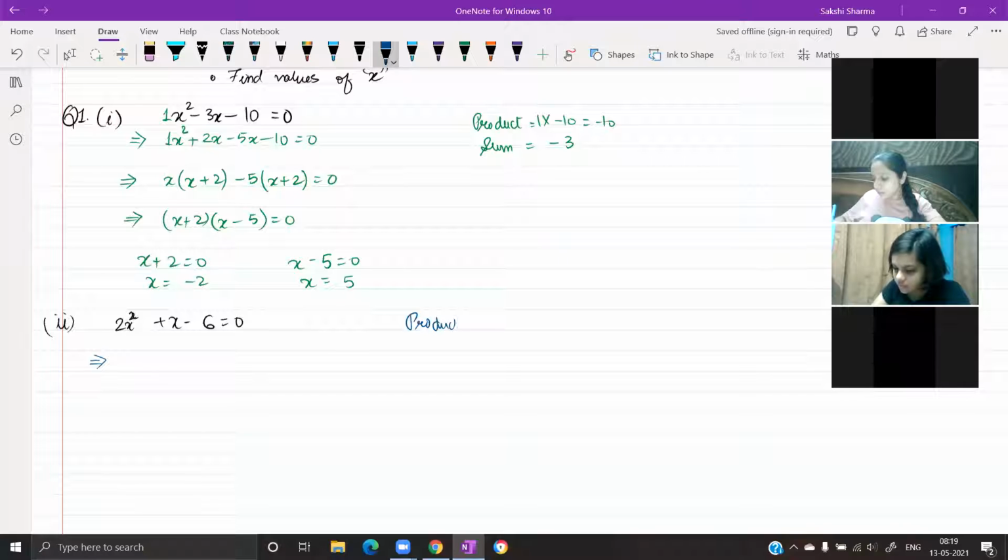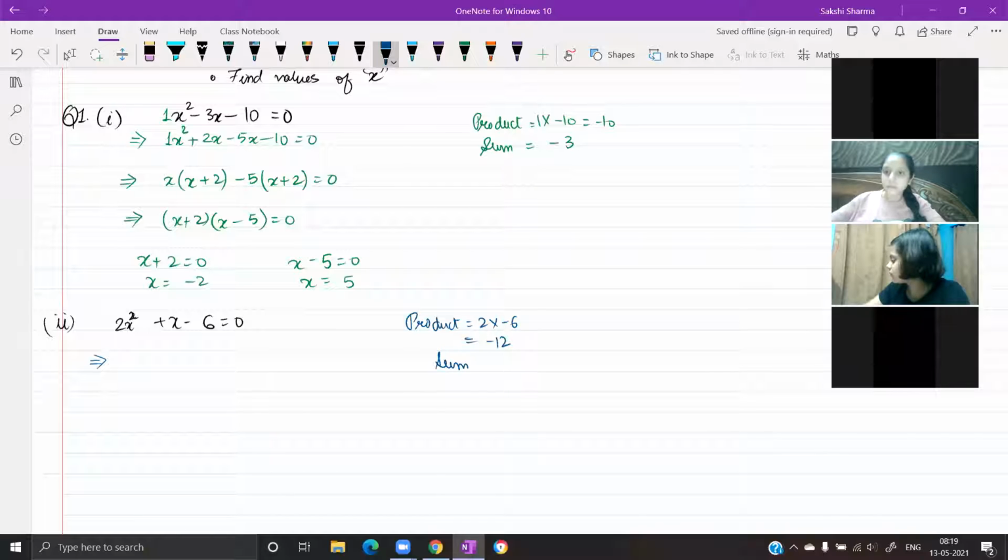Product required to split your middle term will be equal to minus 12, and the sum required is... Actually it's the sum, depending on the signs of the numbers you use to split your middle term. You would have to subtract and then add them.